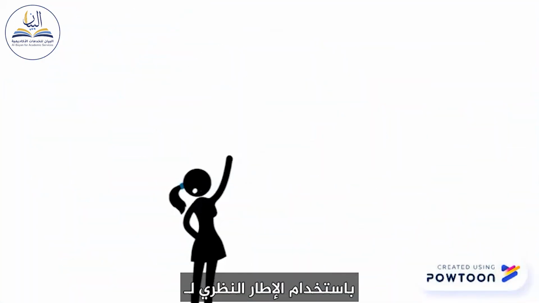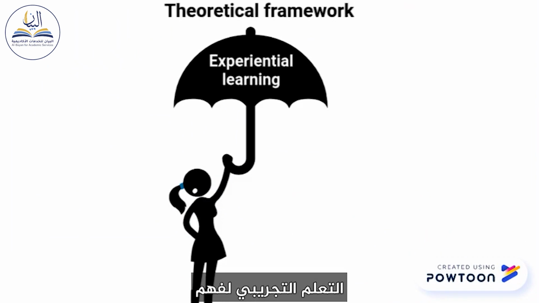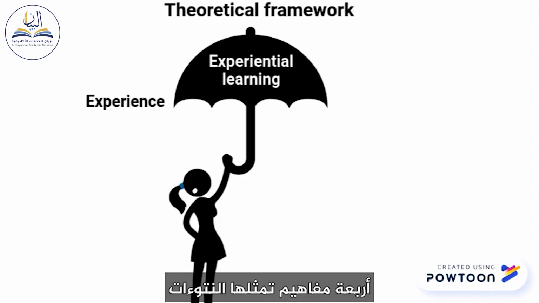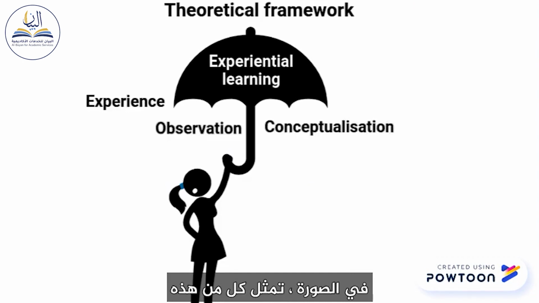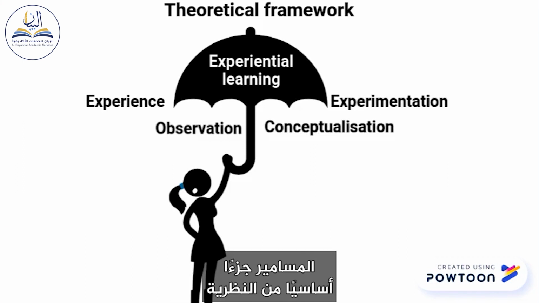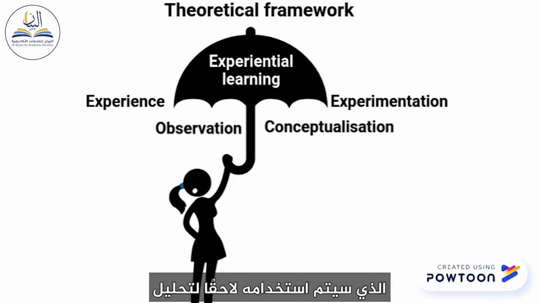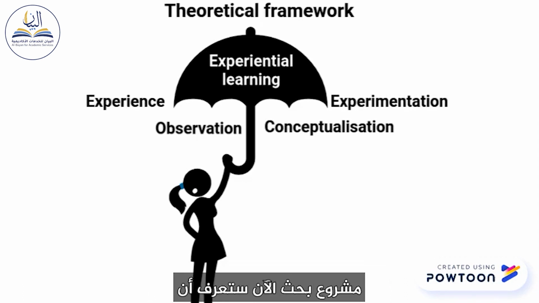So imagine you are conducting a study using the theoretical framework of experiential learning to understand a particular learning activity. The theoretical framework is composed of 4 concepts, represented by the spikes in the picture. Each of these spikes represent a key part of the theoretical framework that will be used later to analyze the data obtained from the research project.